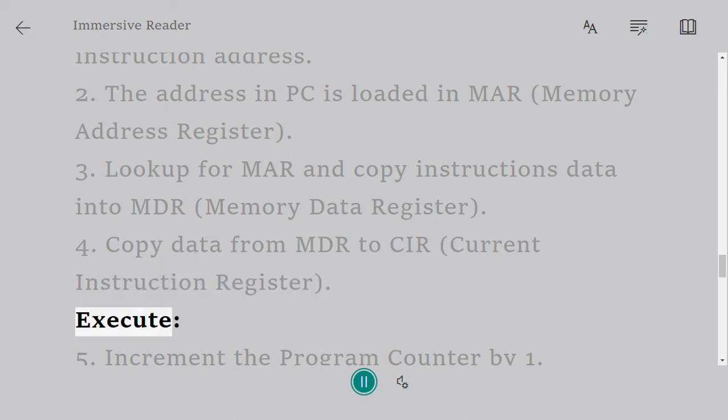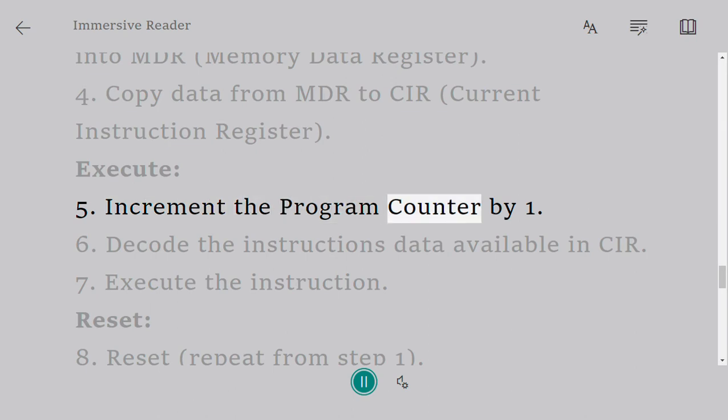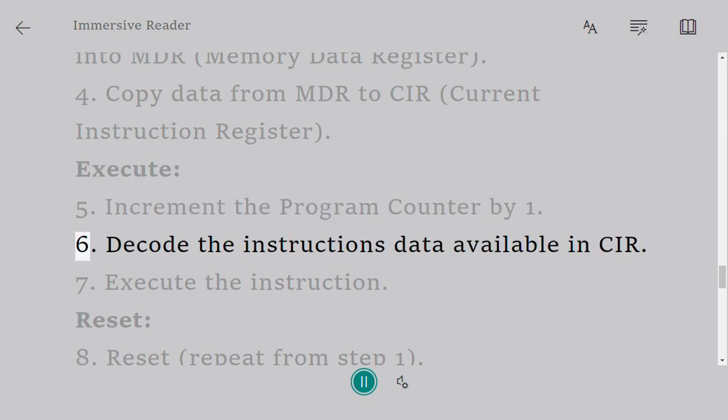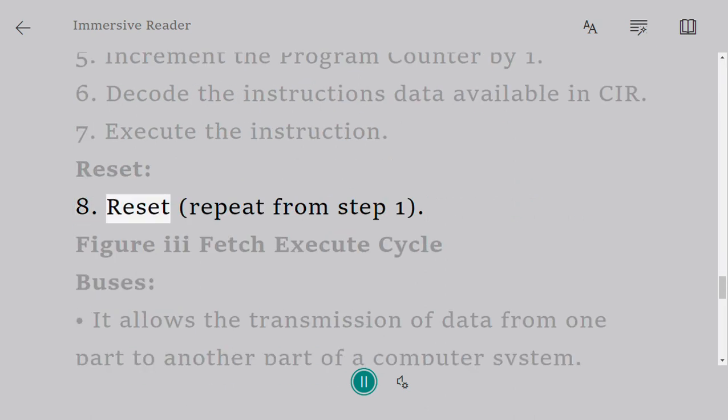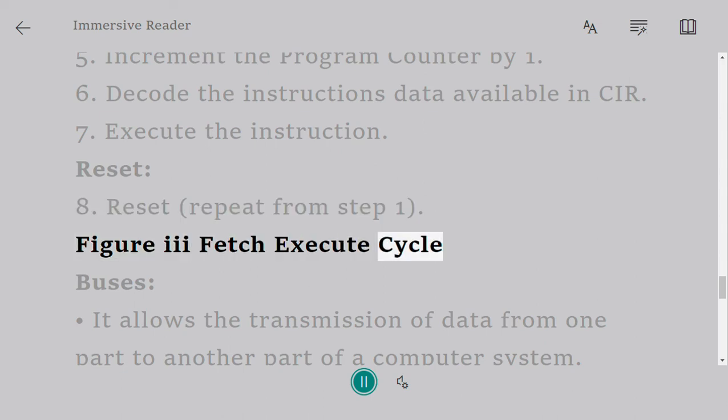Execute. 5. Increment the program counter by 1. 6. Decode the instruction data available in the CIR. 7. Execute the instruction. Reset. 8. Reset, repeat from step 1. Figure 3: Fetch-Execute Cycle.